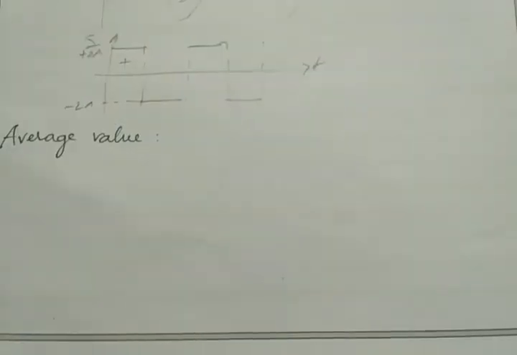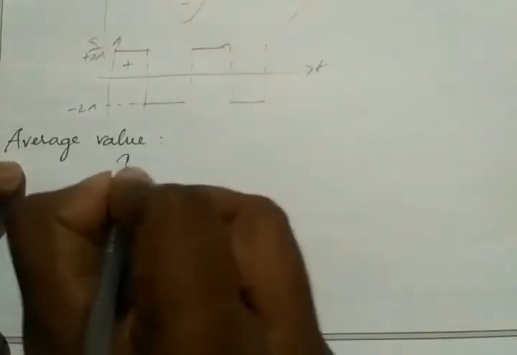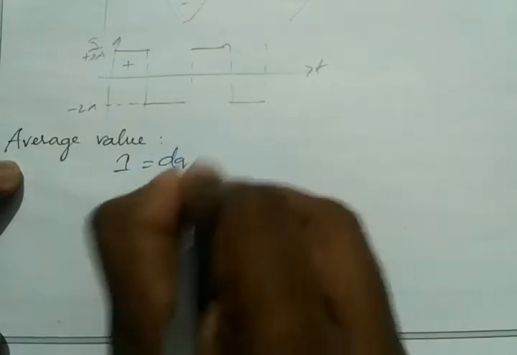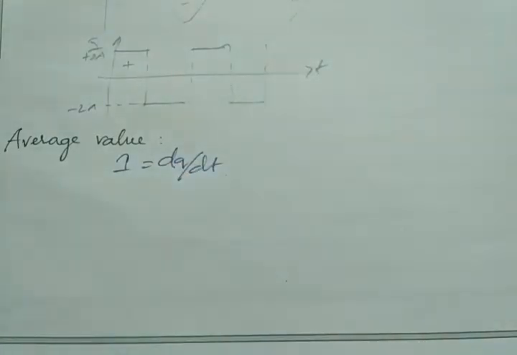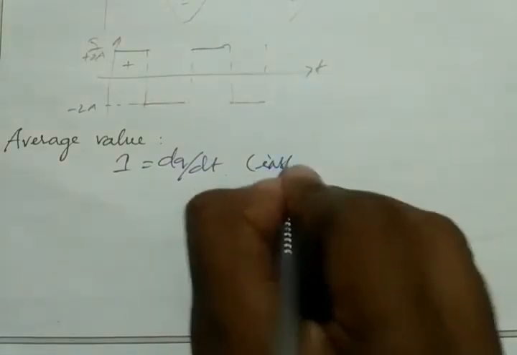So come to the topic. The first topic is average value, or we can say average current or average voltage. So how to find the average value? As we know, instantaneous current. What is the formula for instantaneous current? I equal to dq by dt. This is the formula for instantaneous current.